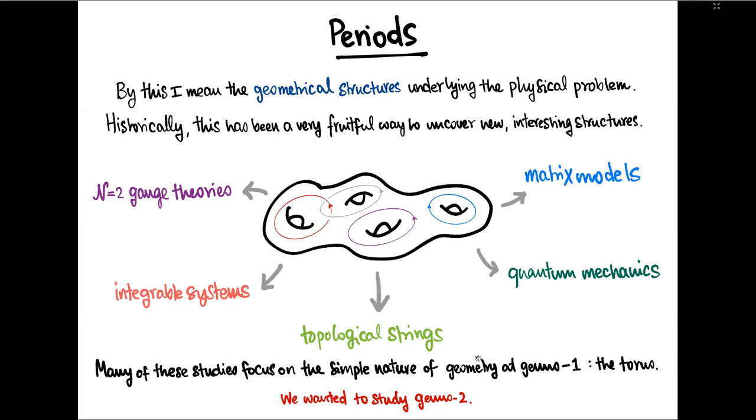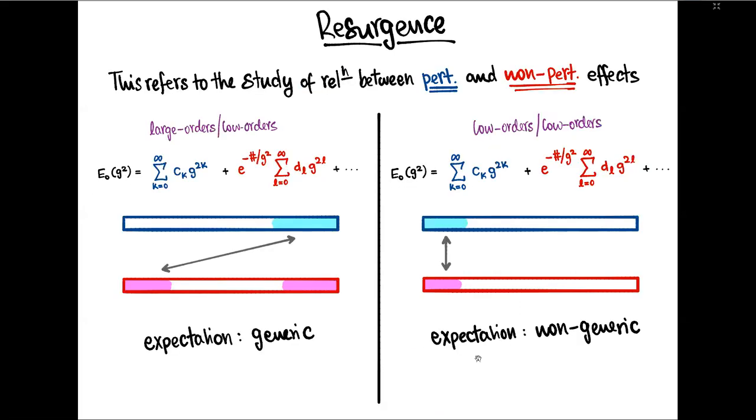One of the themes in this talk is resurgence, and this refers very broadly to the study of the relationship between perturbative and non-perturbative effects, or perturbative and non-perturbative contributions to various observables in quantum systems, whether they be quantum mechanical or quantum field theoretic, it doesn't matter. So this is a rough classification of the sort of resurgence that has been studied. Let's look at the first one.